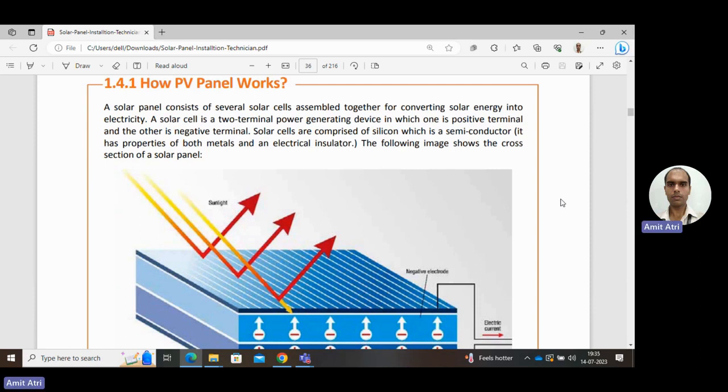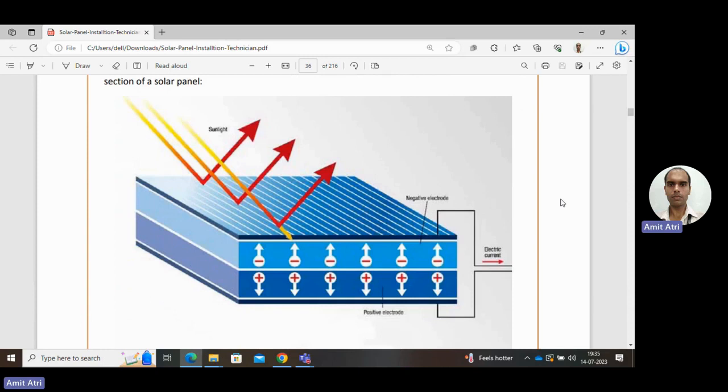Together they convert the solar energy, the light energy they are receiving from the sun, into electricity. A solar cell is a two-terminal power generating device in which one is the positive and the other one is the negative terminal. Here in the diagram, both the positive and the negative type of semiconductors are shown. On the top, sunlight is falling, and in the outer circuit, the electric current is being generated.